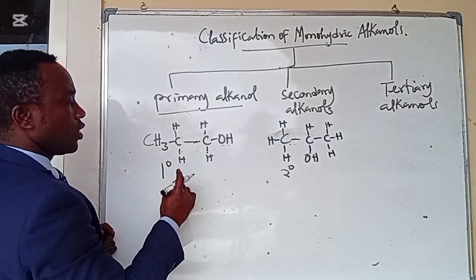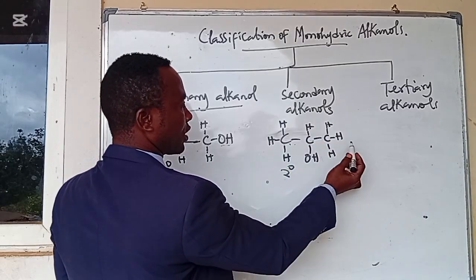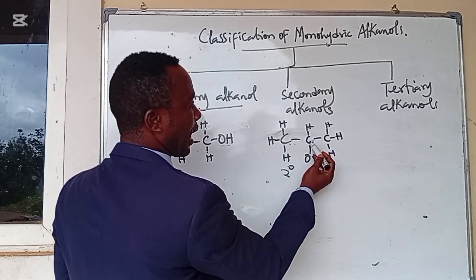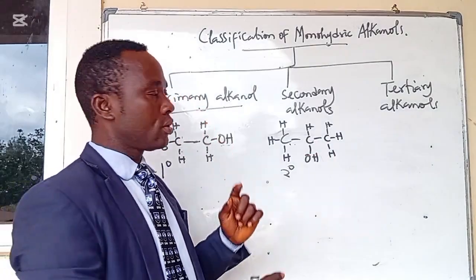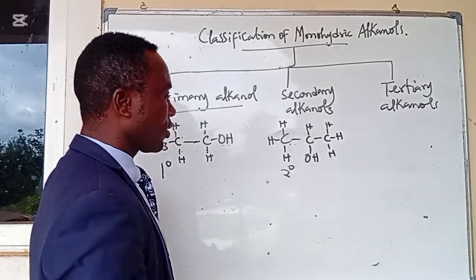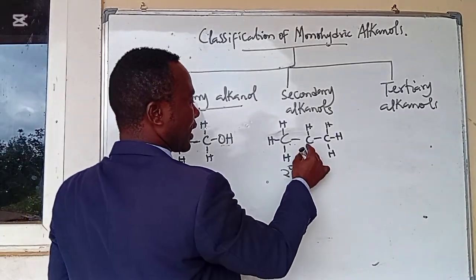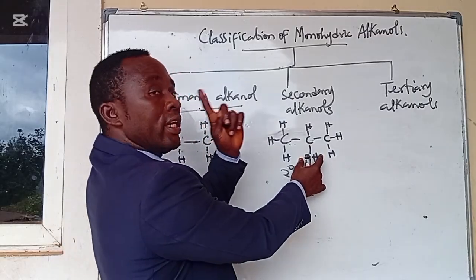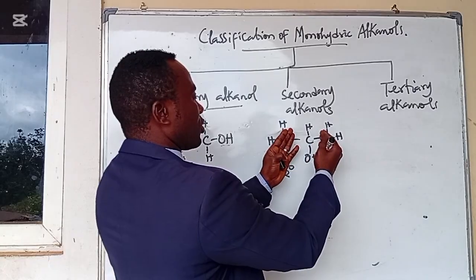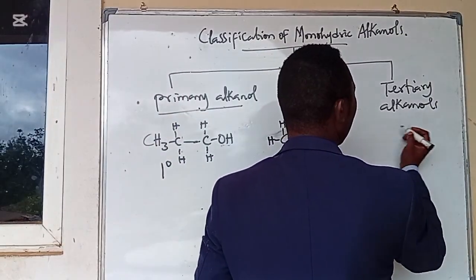Now, how do you know a secondary carbon? The carbon that is bonded to two other carbons, or when a hydroxy group is bonded to a carbon that has only one hydrogen, it is a secondary alkanol. How do you recognize them? In a secondary alkanol, the carbon bearing the OH has only one hydrogen, or the carbon atom is bonded to two carbon atoms.